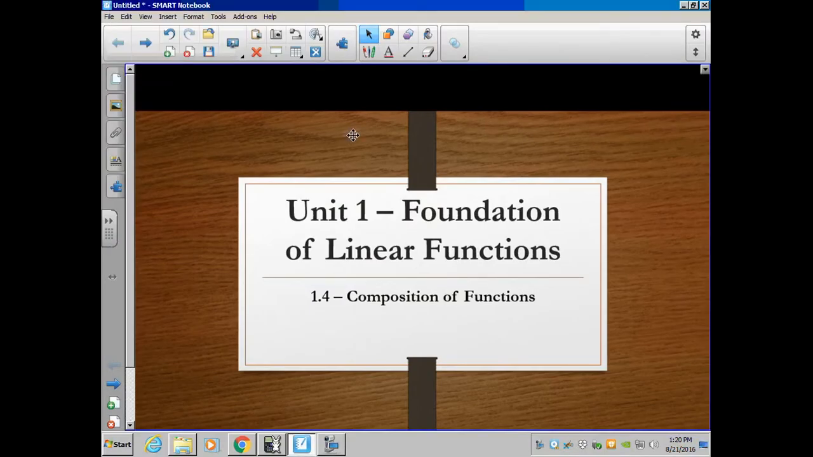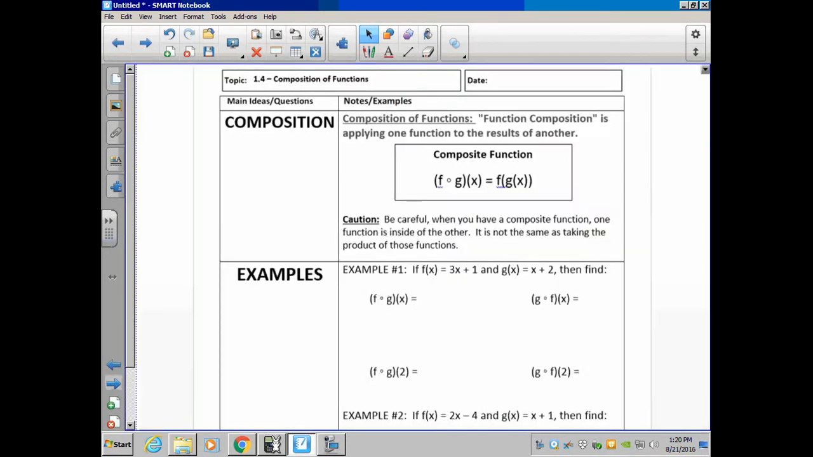Now it's time to look at composition of functions. The composition of a function is just another operation. So you've got addition, subtraction, multiplication, division, and now we have composition. Function composition is applying one function to the results of another. Really, you are replacing a function with a function.